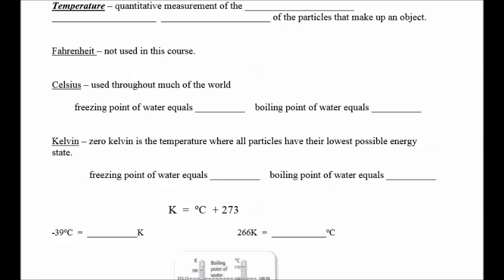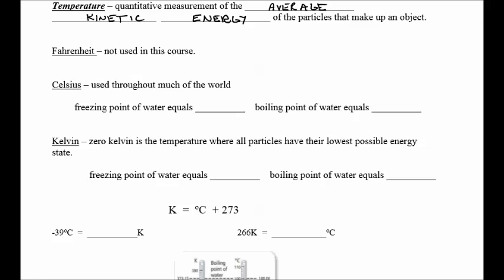Temperature is a quantitative measurement of the average kinetic energy of the particles that make up an object. At the atomic level, the more kinetic energy, the faster the particles vibrate or move, and the higher the temperature will be. So as the temperature of an object increases, its average kinetic energy increases.